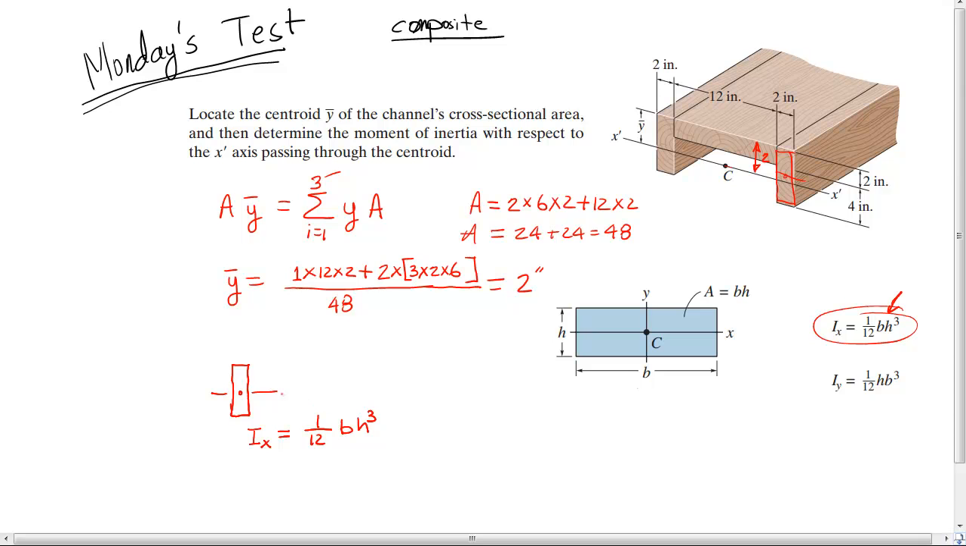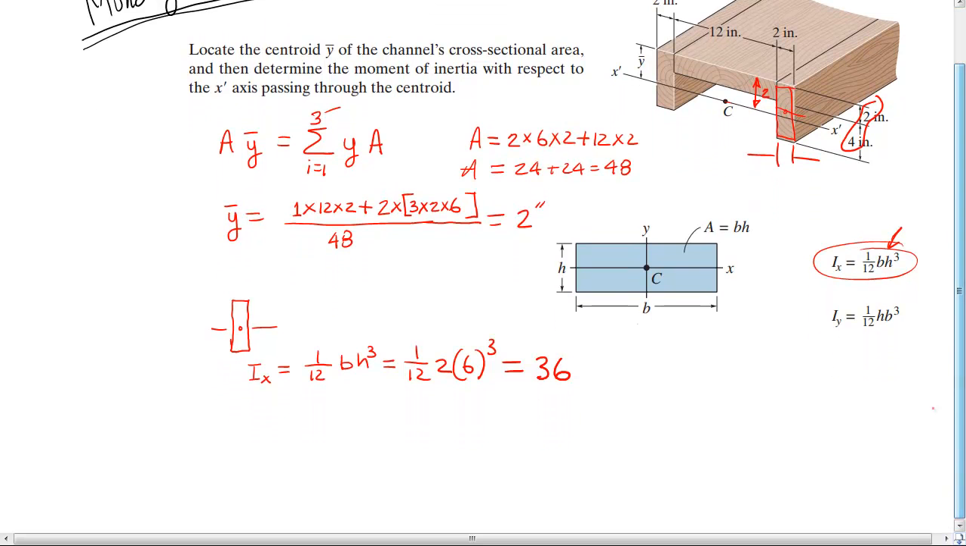However, let's put this number in. Okay, 1/12 the base of this thing. This base right here is 2. This height is 6. So, pause it and use MATLAB. Its value is 36. Now, its location is right down here. Hang on. Down to its centroid, which is 3.